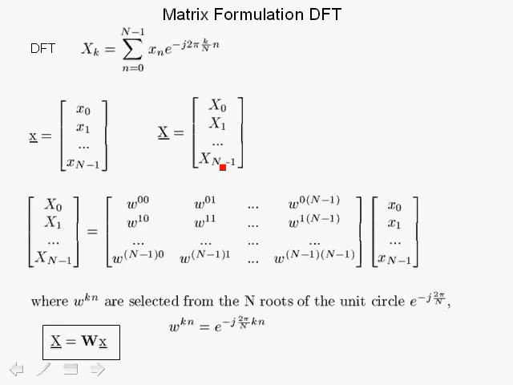So one advantage of the matrix formulation is it really highlights the fact that we are dealing with two vectors which have the same length. So we have the same number of samples in the time domain as we have in the frequency domain. And of course, this shows that we can transform between the two using the matrix formulation.